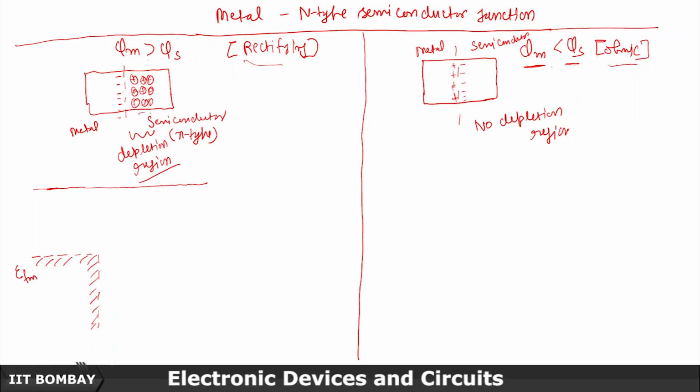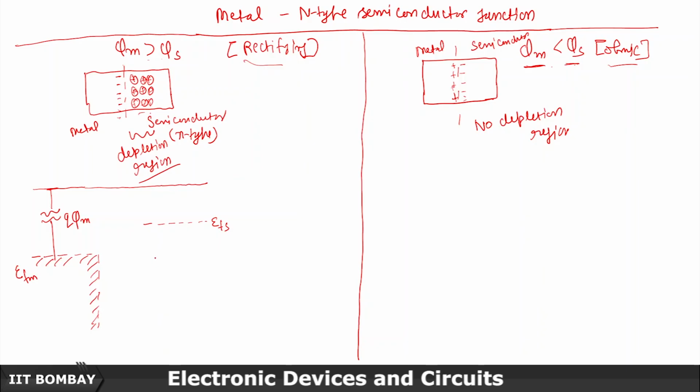Before the fusion happens, it is continuous, but it can also bend when there is equilibrium. So let's assume the continuity here. This is q phi m, and since we are considering the case where phi m is greater than phi s, our Fermi energy level would be higher for the semiconductor. Let's say this is EFS.